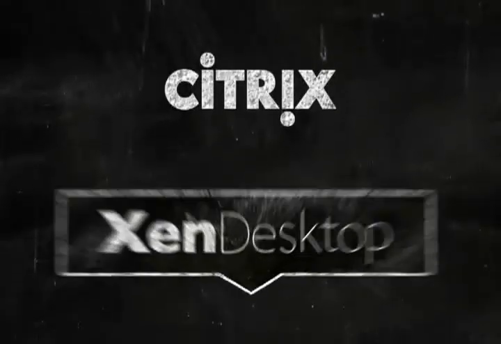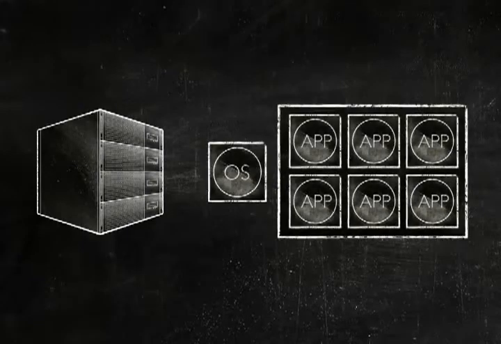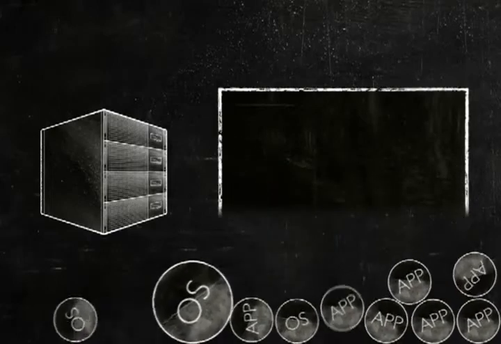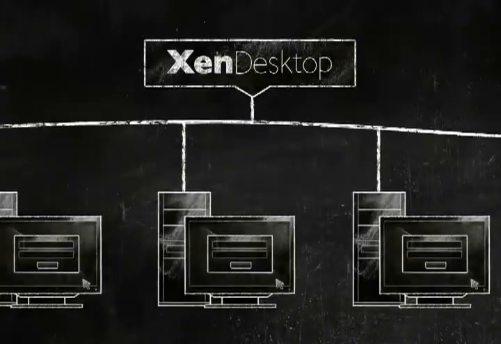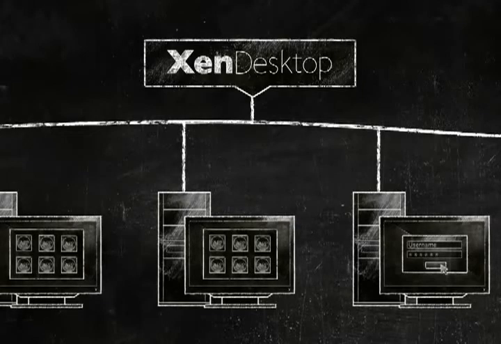This is where Zen Desktop comes in. Zen Desktop's unique single image management lets you manage your OS and applications separately in the data center. Most virtual desktops combine these images, meaning you need to rebuild the image every time you update one of your applications or install an OS patch. With Zen Desktop, your separate images get assembled in real time and delivered to each user every time they log in. This is called dynamic assembly, and it makes a huge difference in your PC environment.